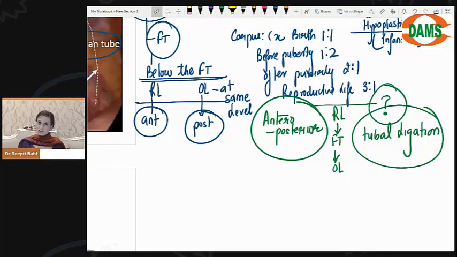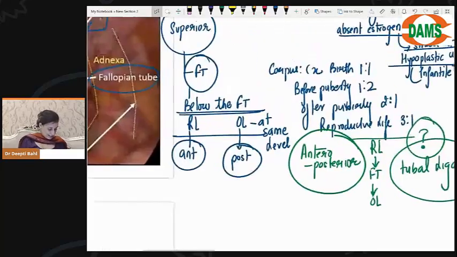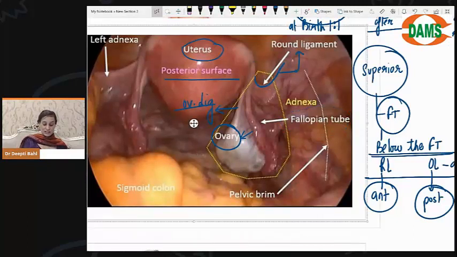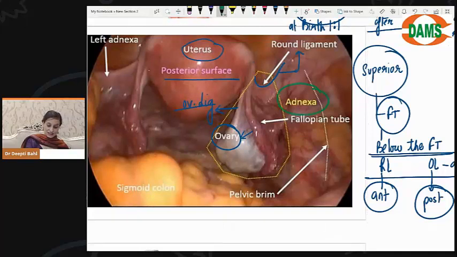All right. Now, let's talk about this picture again. You see another word I have used here. That word is adnexa. So in gynecology, we will be using this word quite a number of times. What is adnexa? The fallopian tubes and the ovaries together are called adnexa.